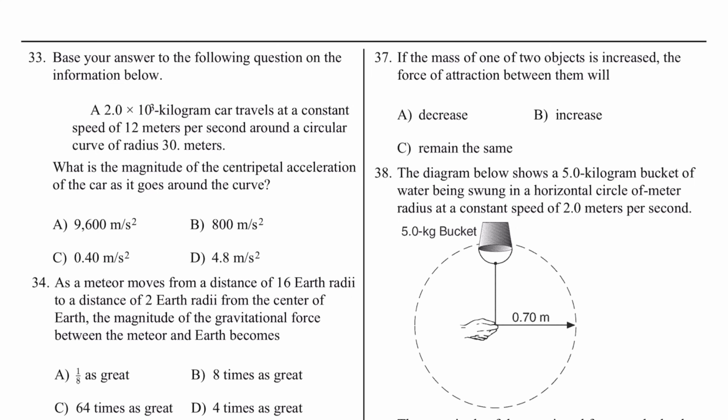So, let's look at the reference table for the centripetal acceleration formula and just plug in. So, the formula is ac equals v squared over r. So, v is 12 meters per second. So ac equals 12 squared, and the radius is 30. 12 squared over 30. Solve this out, and you're going to get 4.8 meters per second squared.